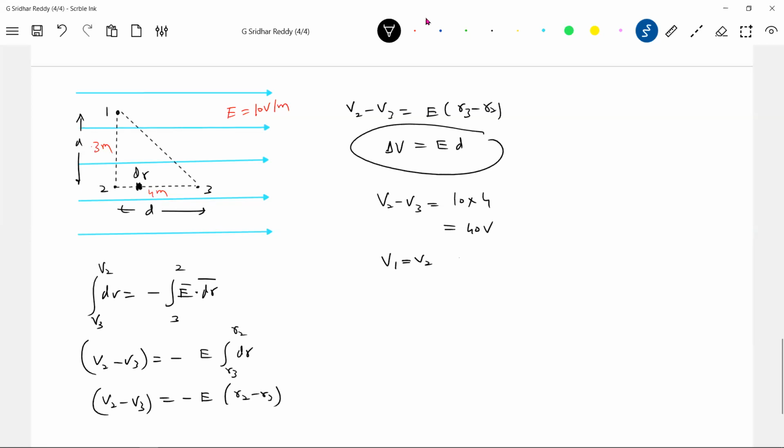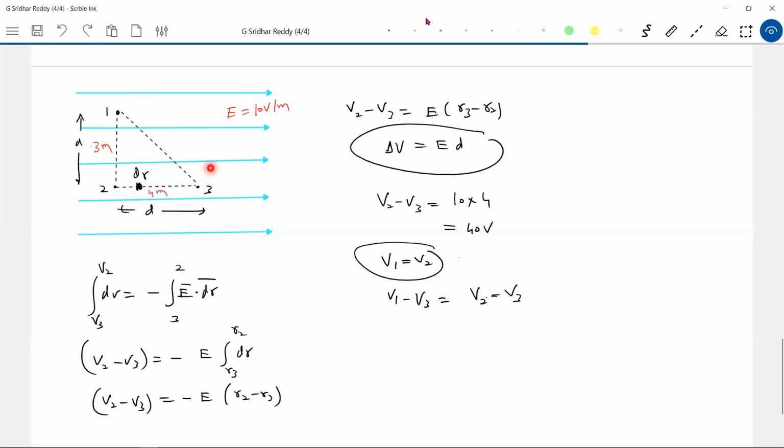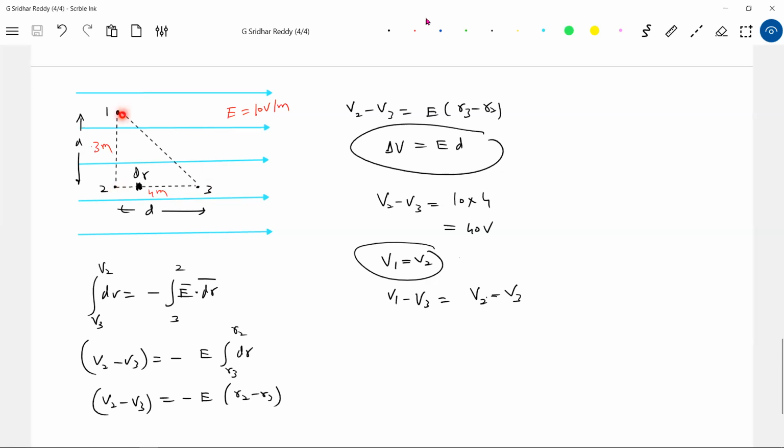Now I want the potential difference between 1 and 3 also. Since V1 equal to V2, the potential difference between 1 and 3 again should be equal to V2 minus V3 only. Any reason? Because the potential at 1 is equal to 2. So the potential difference you calculate between 2 and 3 should also be equal to that between 1 and 3. Any reason for that? Because it's a conservative field, no? And moreover, potential at 1 is equal to potential at 2. So V1 minus V3 should be equal to V2 minus V3.